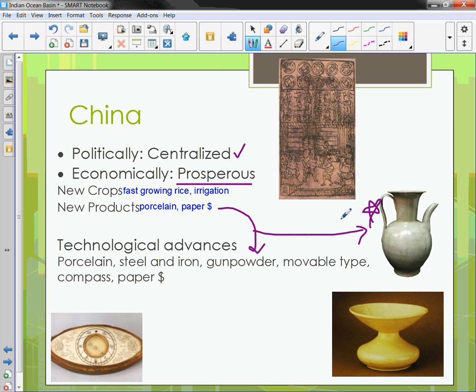Right? We're going to learn about how silk technology was spreading, but porcelain was still a good China had that no one could figure out how to produce, these pots and dishes that were so amazing. That's why sometimes they're called china.